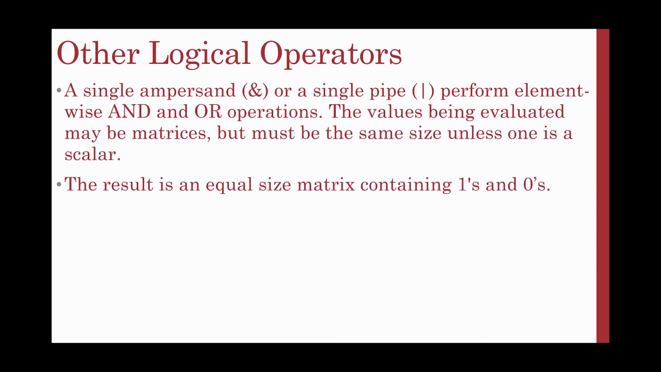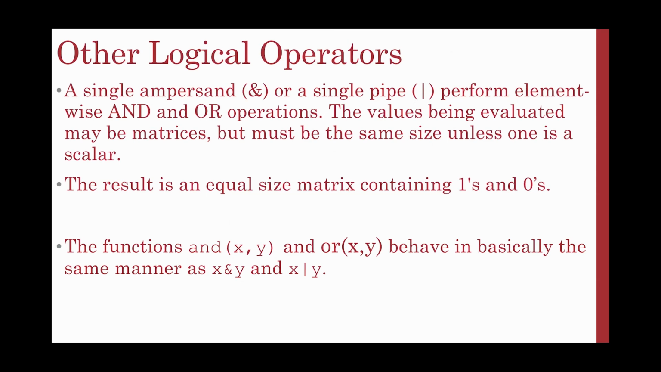A single ampersand or a single pipe performs element-wise and, or operations. So these are the ones that work on vectors and matrices. The values being evaluated may be matrices, but they must be the same size unless one is a scalar. The result is an equal size matrix containing ones and zeros. So just how we were asking if two vectors were equal, we can now use the and, or symbols to further our logic. The functions and, or behave basically the same manner as x & y or x | y. So there are and, or functions also in MATLAB to use.